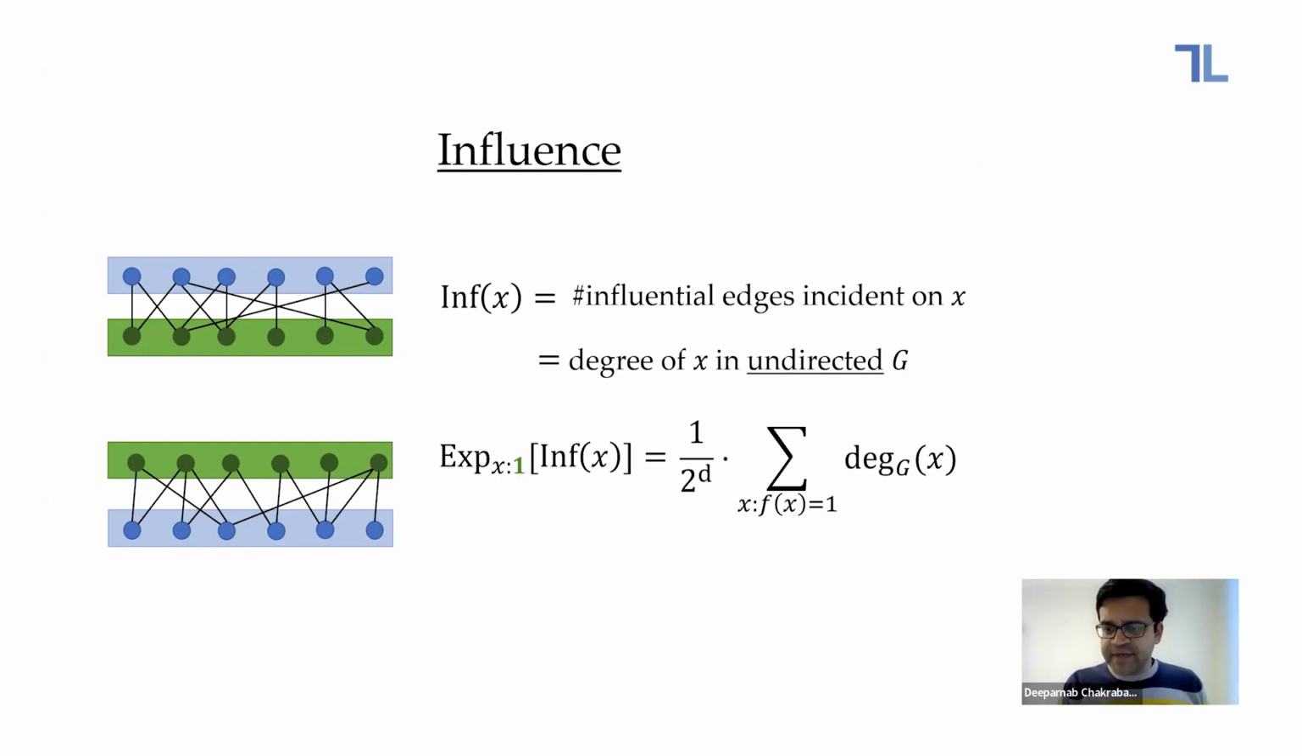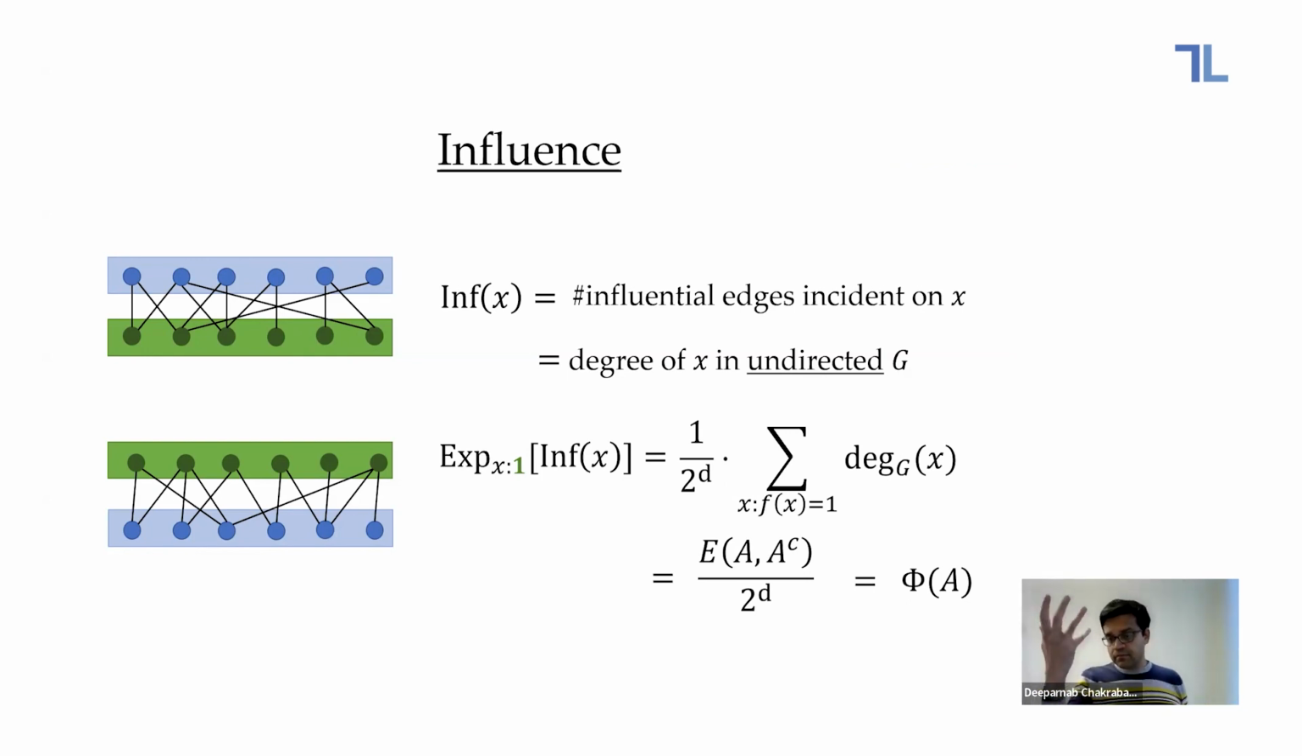And what you get is basically the sum of the degrees is nothing but the number of edges in this bipartite graph. But the number of edges is precisely the edge boundary. So you basically get this phi of A. I'm just saying that phi of A is nothing but the expected inf of x.